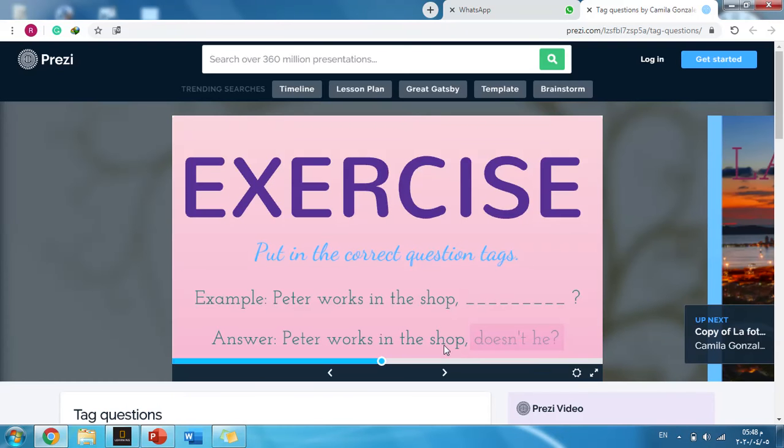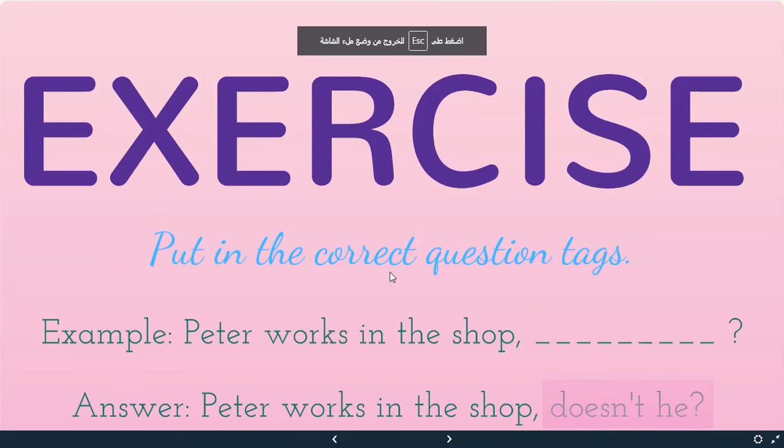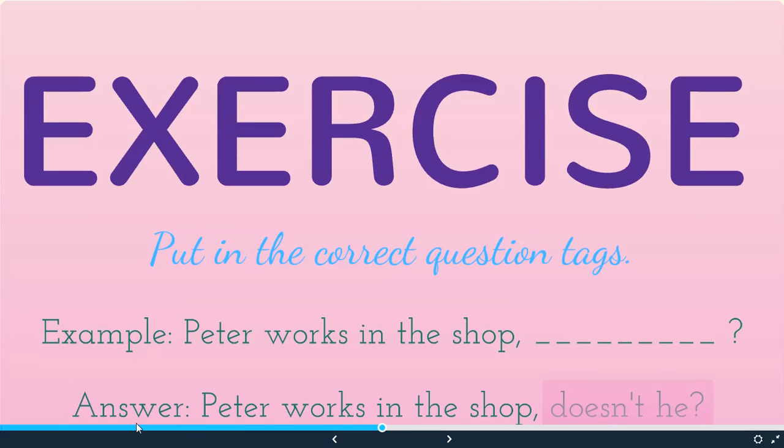So here we have this exercise. Let's do it together. Put in the correct question tags. Example: Peter works in the shop. The answer: Peter works in the shop, doesn't he? Because I'm talking about Peter, who is singular, so I used doesn't.